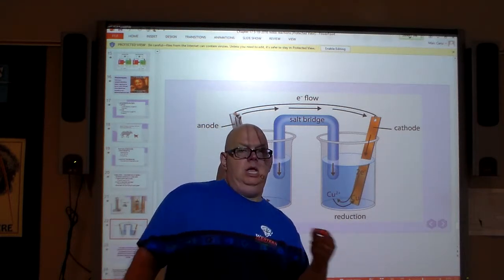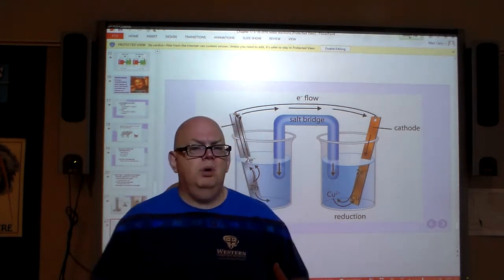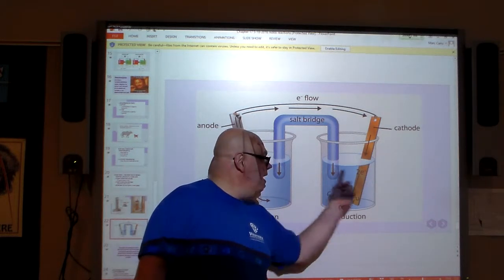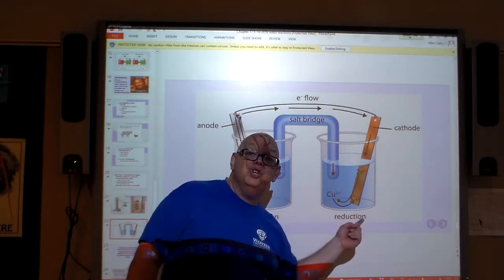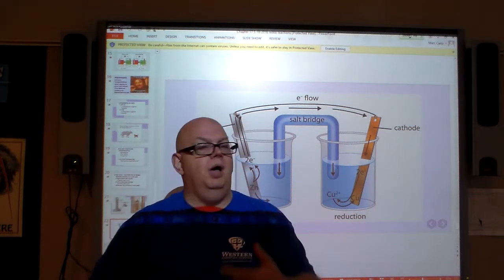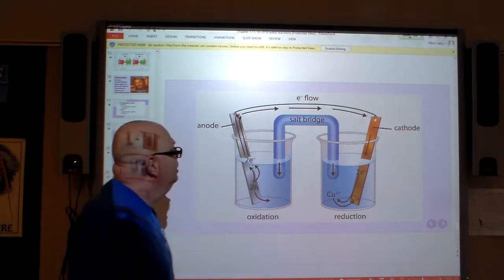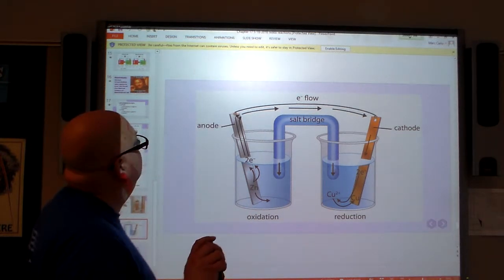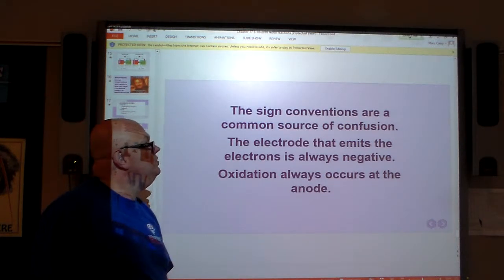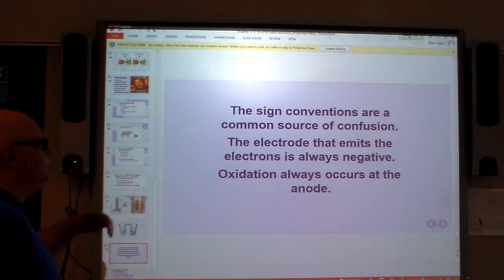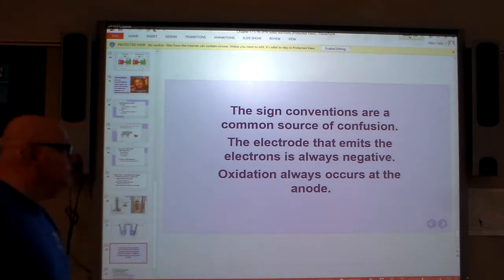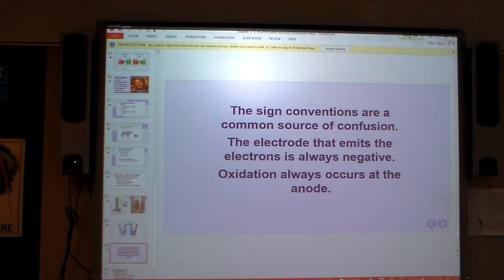Whereas the copper, on the other hand, has electrons piling onto it. So now the copper ions in the copper solution are attracted to it. Then the copper starts to pile on the copper cathode. Sign conventions are a common source of confusion. The electrode that emits the electron is always negative. Oxidation always occurs at the anode.